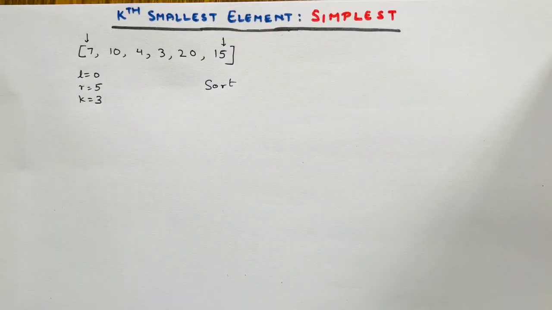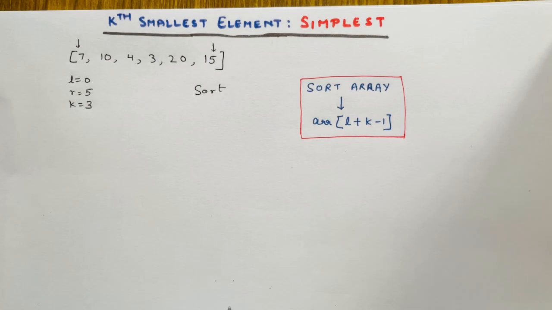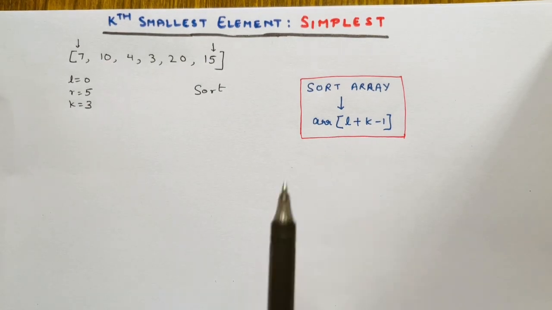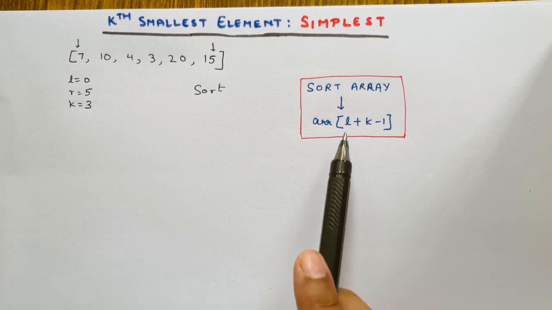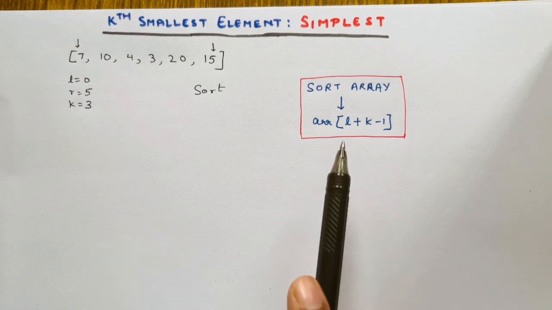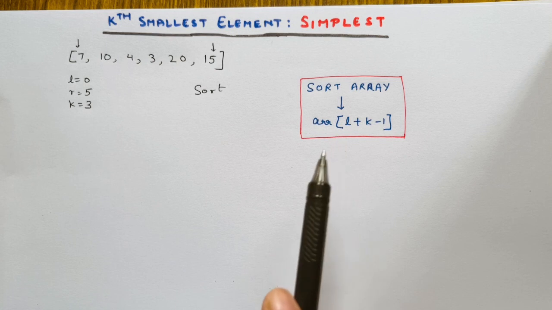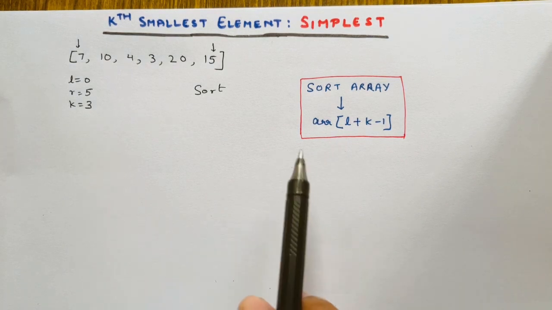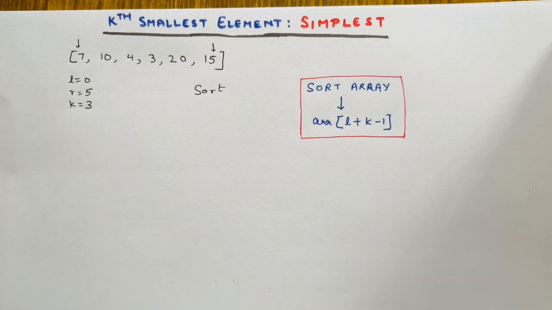So what does our approach look like? We can first sort the array and then we can return the element ARR L plus K minus 1. L is the starting index of the range from where we have to find, and K minus 1 will be the index of the element that we have to return. So L plus K minus 1 will be the required index.